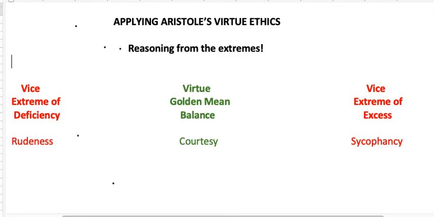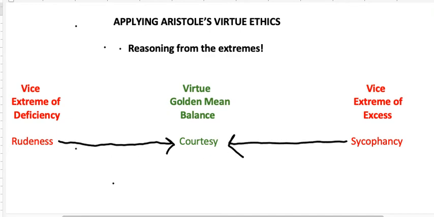So I'm going to draw. Give me a second. Okay. So we will be reasoning from rudeness, in my example, to that of being courteous. But before we do that, we need to reason from sycophancy. So reasoning from the extremes. Do my arrows help you to see what it might mean to reason from the extremes? Okay. Now, what does this entail? This is going to entail 2 steps.